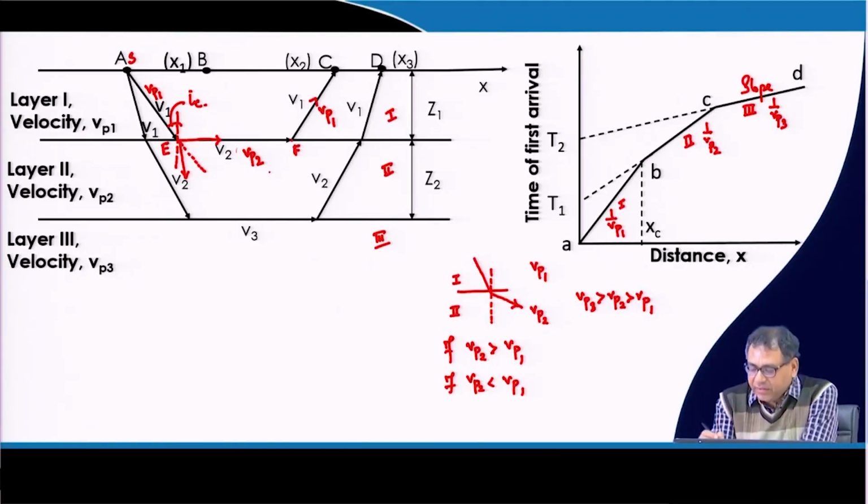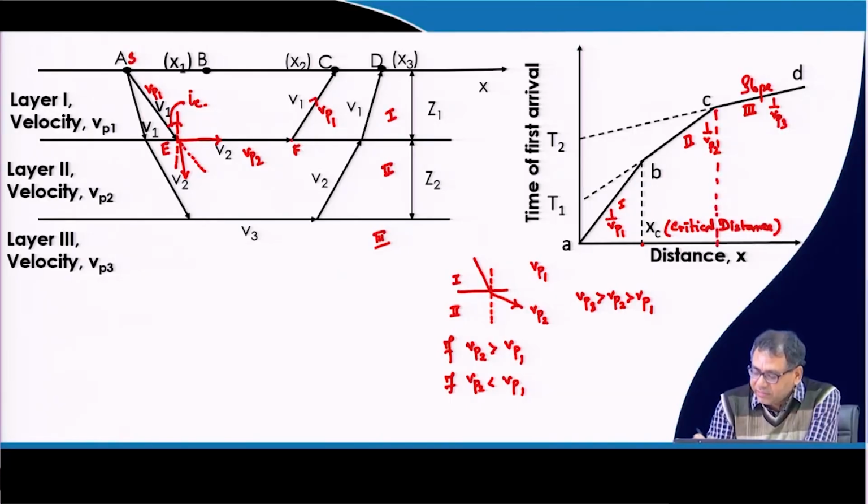So, from the graph you will find the point where there will be a change in slope. Corresponding to that, the distance will give us the critical distance. So, this distance is called the critical distance. Similarly there will be another critical distance. So, this I can say is xc1, this is xc2. Now, what is the difference between xc1 and xc2?